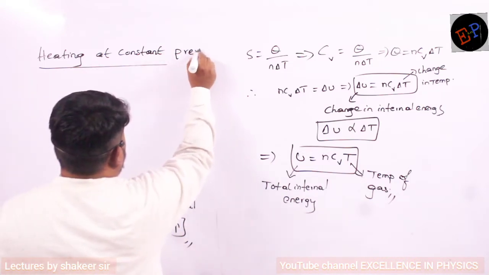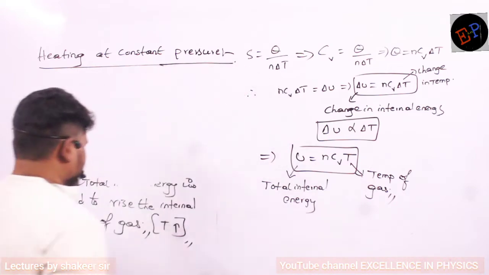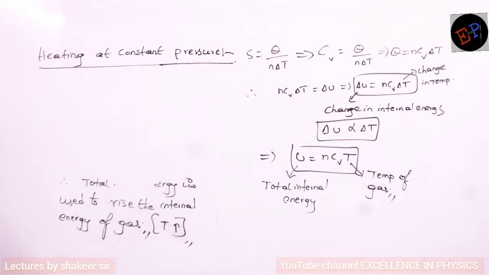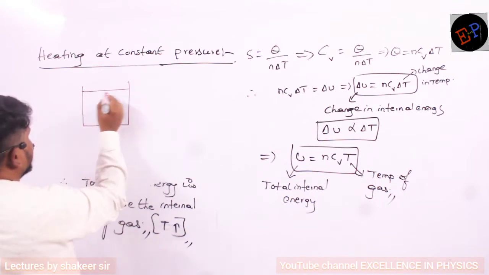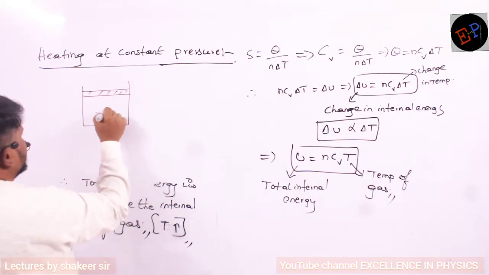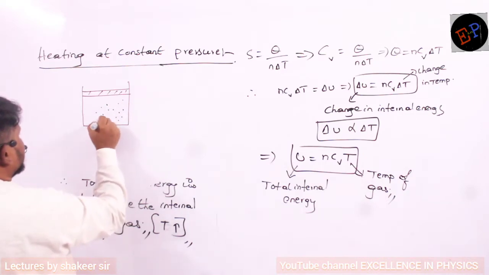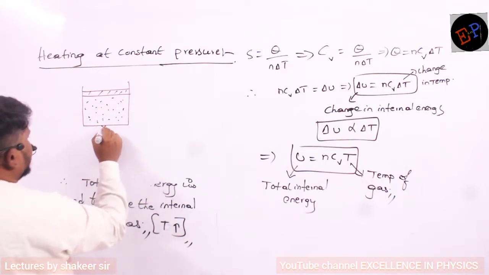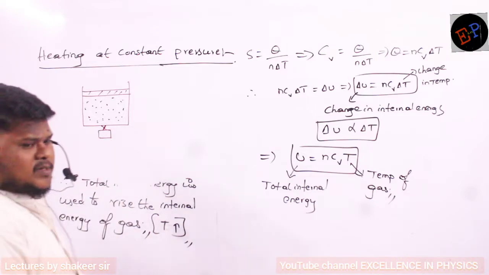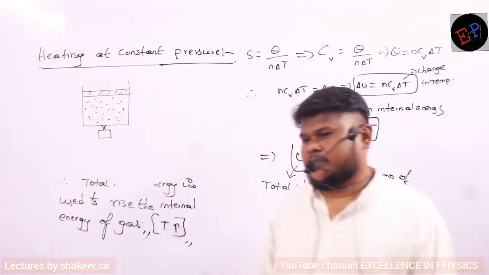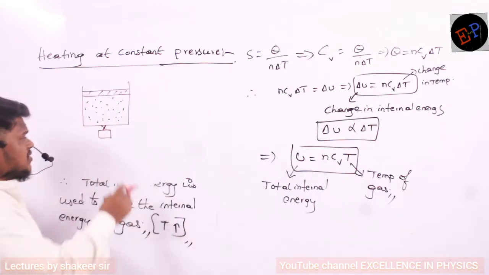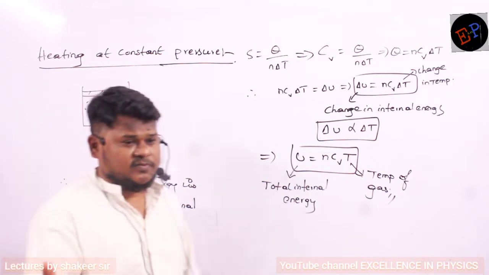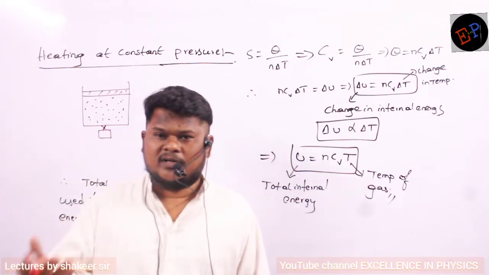Constant pressure. Now let us see. This is a piston, and these are the gas. Heating the gas. What happens to the temperature of the gas? It increases. If temperature increases, the velocity of the gas molecules also will increase because velocity is dependent on temperature.